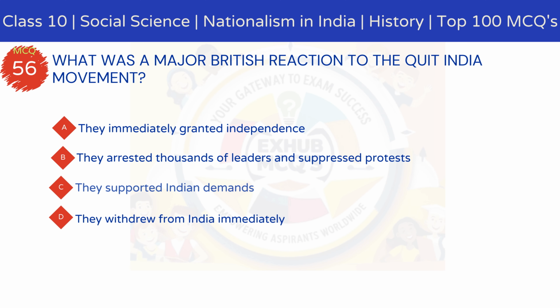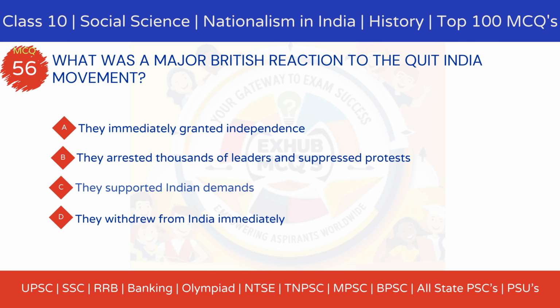MC 56. What was a major British reaction to the Quit India movement? Option A. They immediately granted independence. Option B. They arrested thousands of leaders and suppressed protests. Option C. They supported Indian demands. Option D. They withdrew from India immediately.